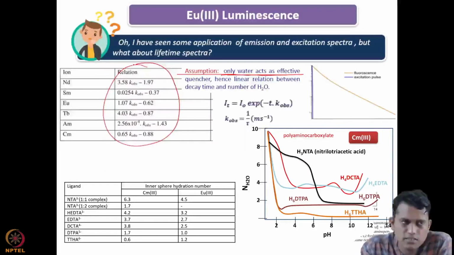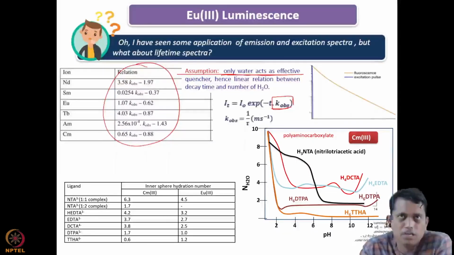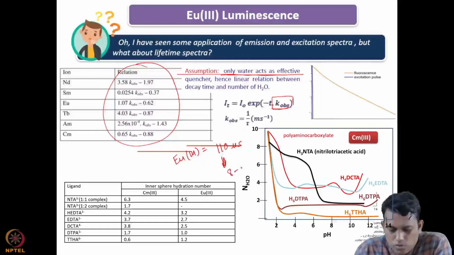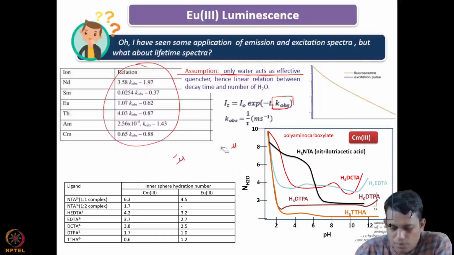And this is the relation, this is basically a linear relation that directly relates the number of water molecules in the primary hydration sphere to the decay lifetime. So you just have to fit the curve, you will get the decay constant, and from the decay constant you put it into this equation, and from this equation you get the number of water molecules in the primary hydration sphere. And for europium, it so happens that the lifetime in water comes around 110 microseconds, which gives you around 8 to 9 water molecules. So for europium, we can get 8 to 9 water molecules with a lifetime of around 110 microseconds.